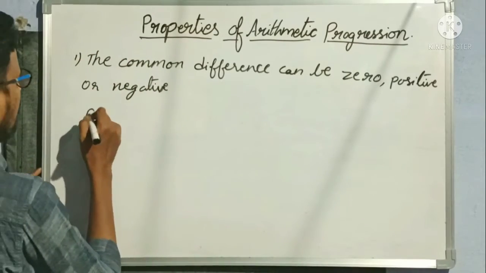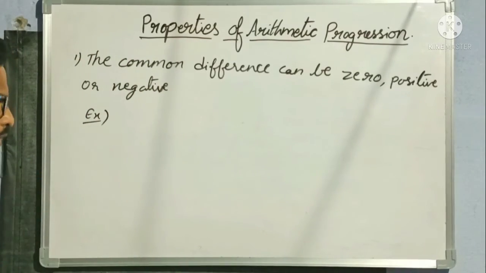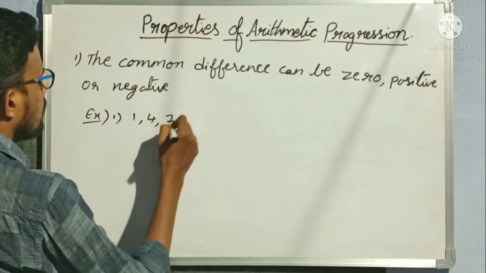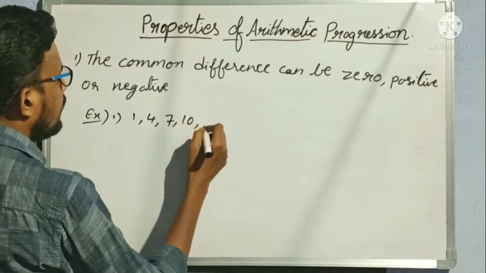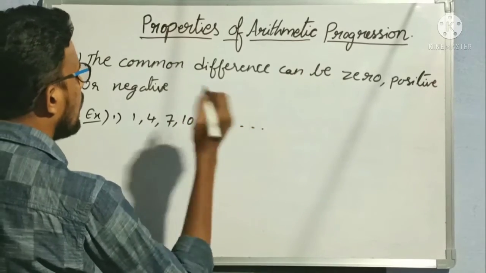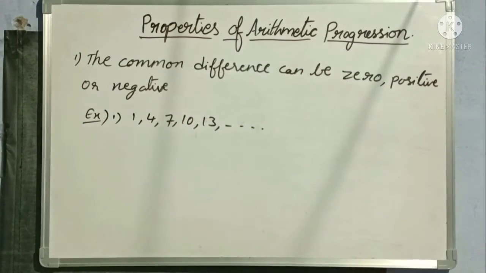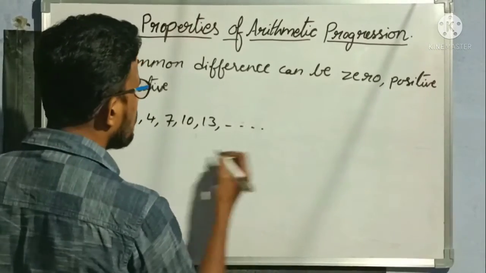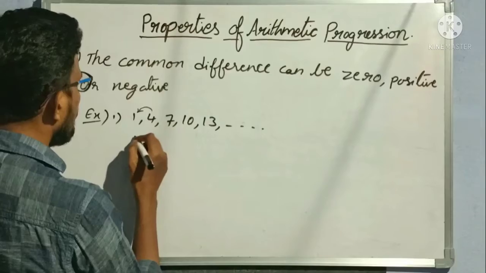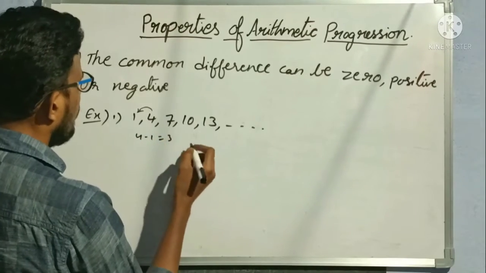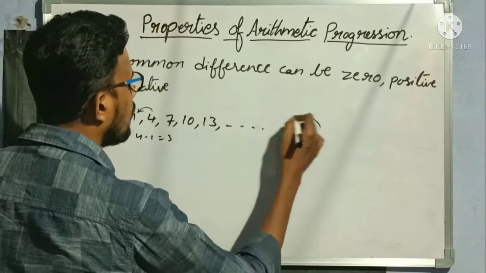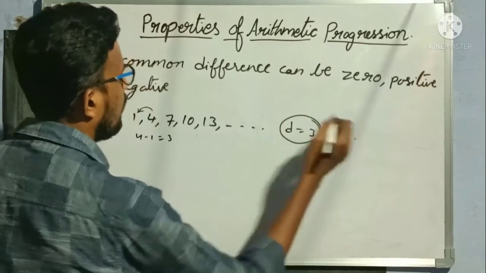See here, for an example, I already explained when I was explaining the definition. First example, if I take 1, 4, 7, 10, 13 and so on, right? Here in this sequence the common difference is positive, right? See here, 4 minus 1 is 3. 7 minus 4 is 3. So d is equal to 3, meaning positive here, right?